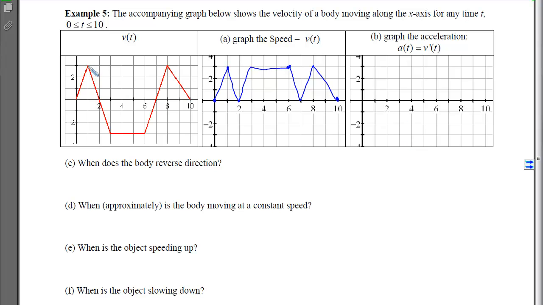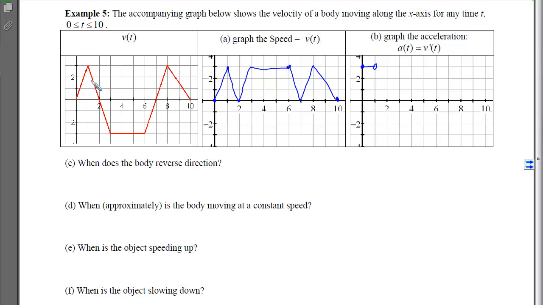Next we want the acceleration. Well, the acceleration is the derivative of the velocity, or the slope. So here we can see that between 0 and 1 our slope was 3. So we'll go from 0 to 1 with a slope of 3. Notice that I have an open circle at 1 because I've hit a corner on the velocity graph, and I can't get a derivative at the corner.